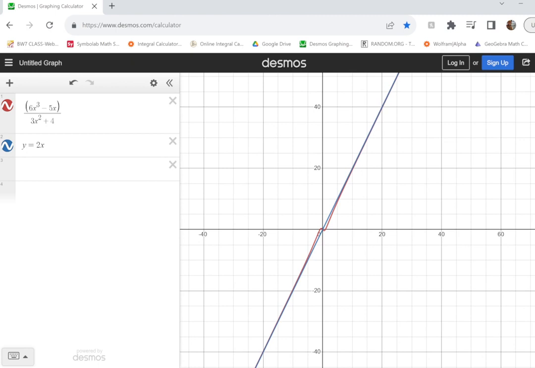Okay, so that's how you calculate the slant asymptote, and again, this is only when the degree of a rational function is larger by exactly 1 in the numerator. Okay, thank you.